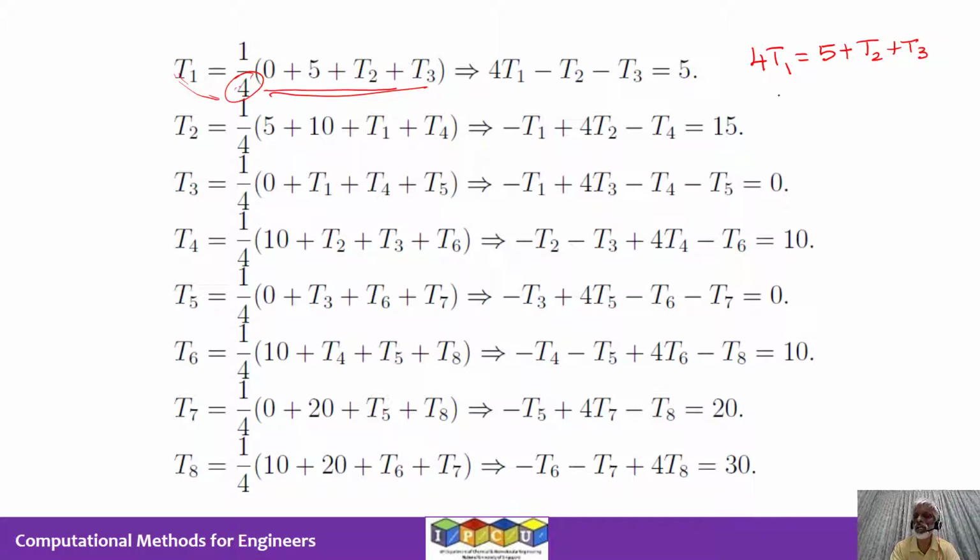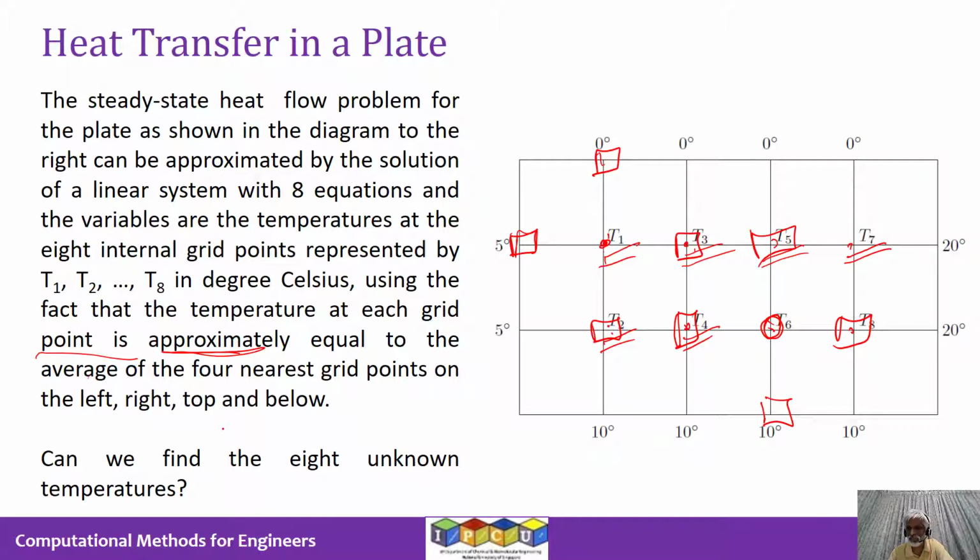And therefore, if you take the unknowns as we normally do to the left hand side, you get 4T1 minus T2 minus T3 is equal to 5, which is equation 1. So if you do it for, let's say, T7, that means you're looking for this particular point. T7 is going to be the average of 20, 0, T5, and T8.